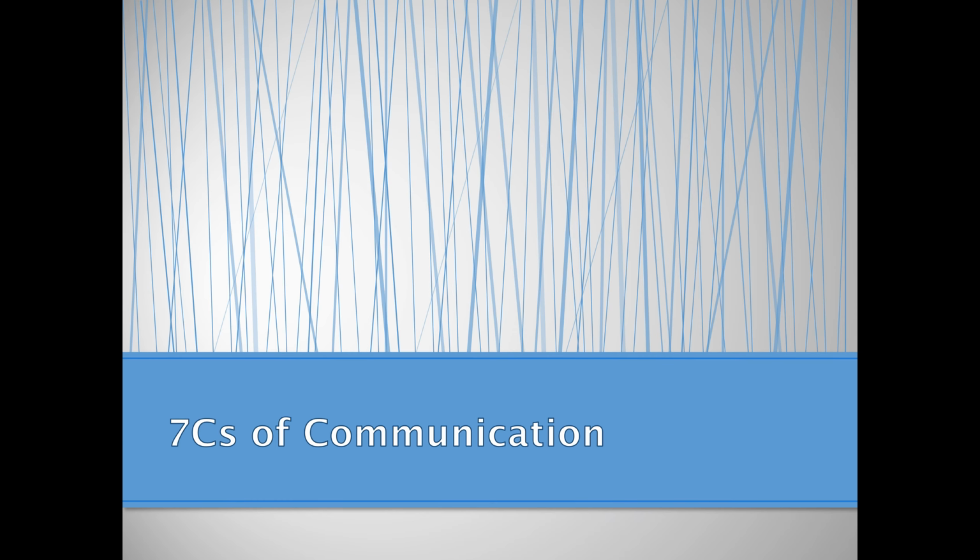Let's move to our today's topic. Today's topic is 7 C's of communication. There is a model that says a communication has to follow 7 C's to make it an effective and complete communication. So if there are 7 C's, the communication is said to be complete and effective. Let's see what are these 7 C's.